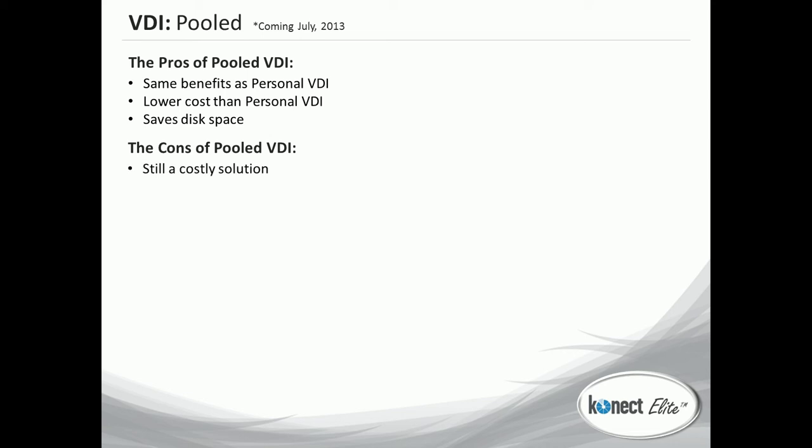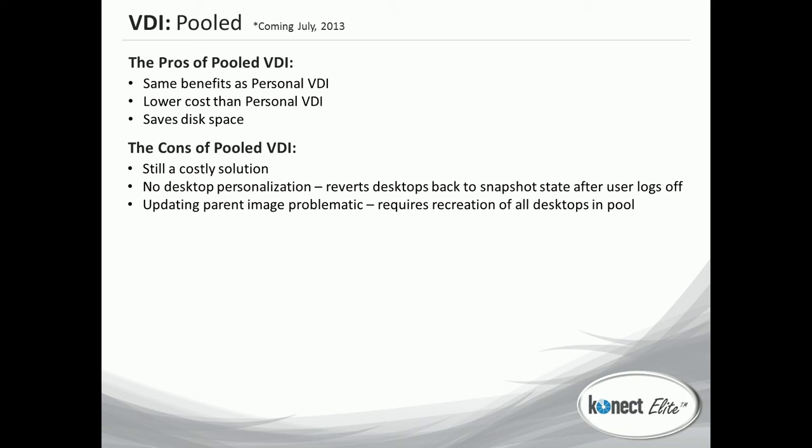Pooled VDI is still a costly solution, though less expensive than personal VDI for storage and resource. Since VMs are rolled back after each user logs off and shared within a pool of users, there is no one-to-one mapping between a user and the VM. This means simpler management than personal VDI, although initial and ongoing cost for pooled VDI solutions overall still remains high. No desktop personalization can occur because VMs are rolled back to the original gold image state when a user logs off. All user-installed applications and desktop customizations are lost. Updating the parent image can be problematic because it requires the recreation of all desktops in a pool.